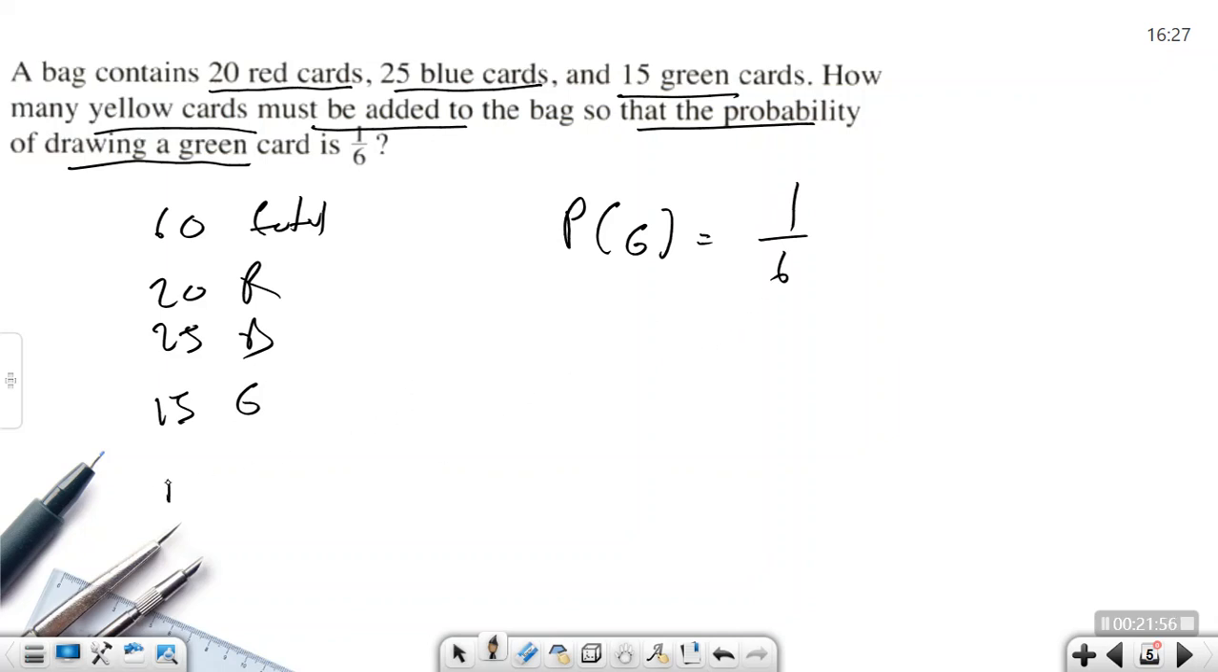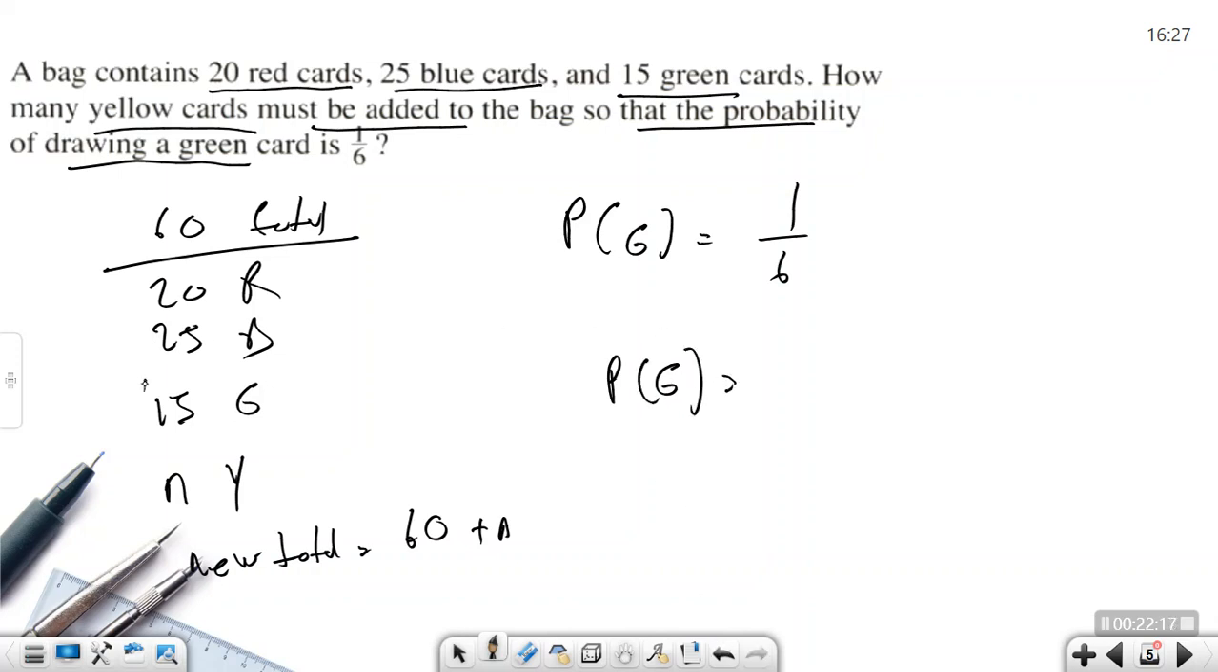After adding yellow, let's say n is the number of yellow. Now my total changes. At the moment it was 60, so the new total equals 60 plus the number of yellow. What is the probability of green? I didn't change the number of green, which is 15. So 15 over 60 plus n is equal to 1 over 6.